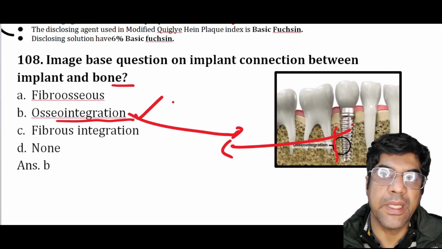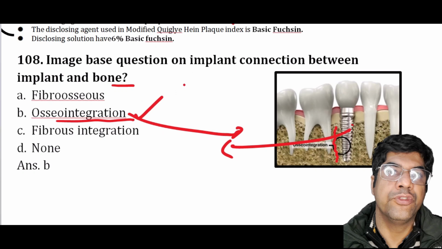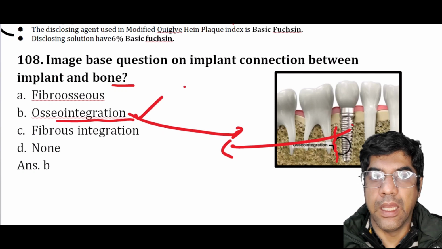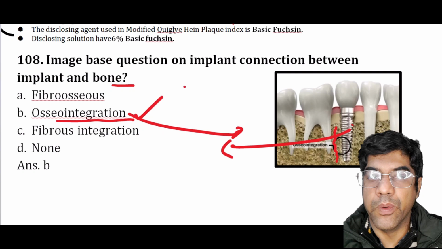So that's osseointegration. The primary goal in implant placement is to achieve an intimate bone-to-implant connection. This concept is known as osseointegration. Histologically, it involves the integration of the implant with the living bone tissue.